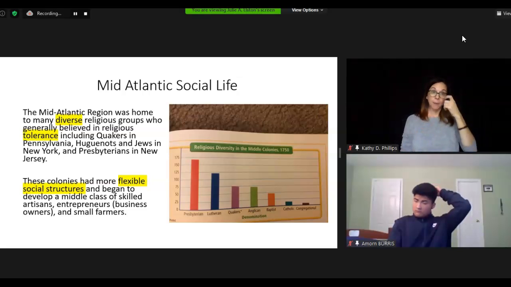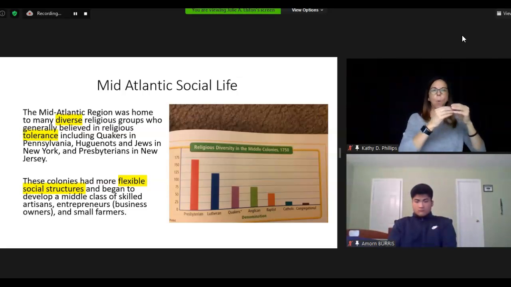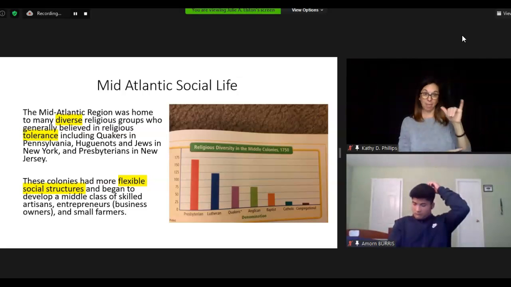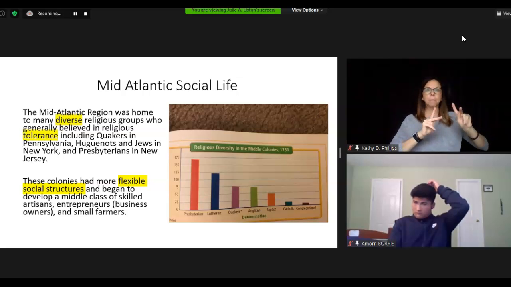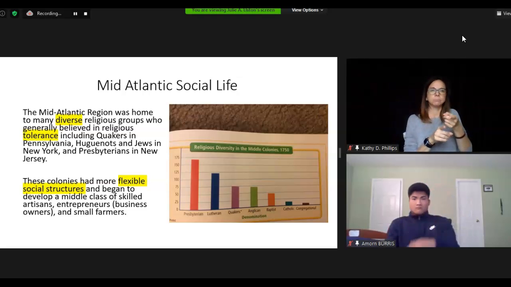Because of that, we see the social structure much more flexible. There's not so much a sense of those who are in charge of the church control everything, right? It's different. Along with the diverse economy, we see the different religions, and because of that, we start seeing people from all different aspects of life rise up in local governments and also in business. So very flexible social structure, not tied to any one particular aspect.